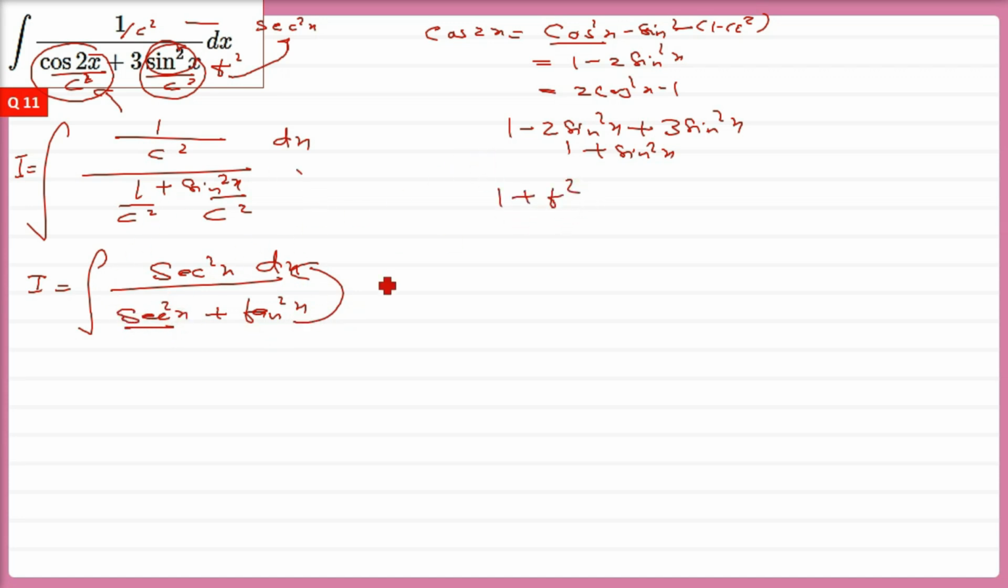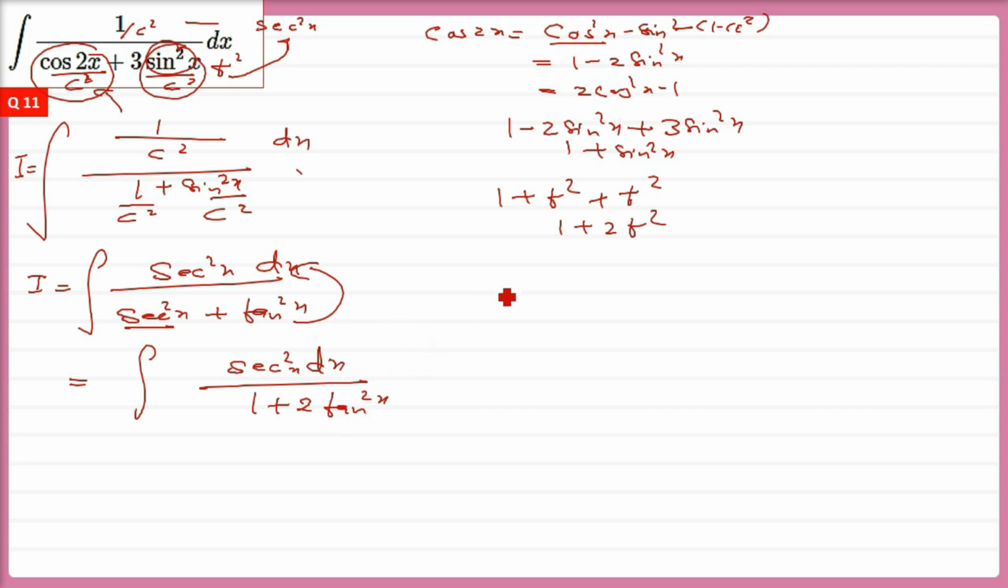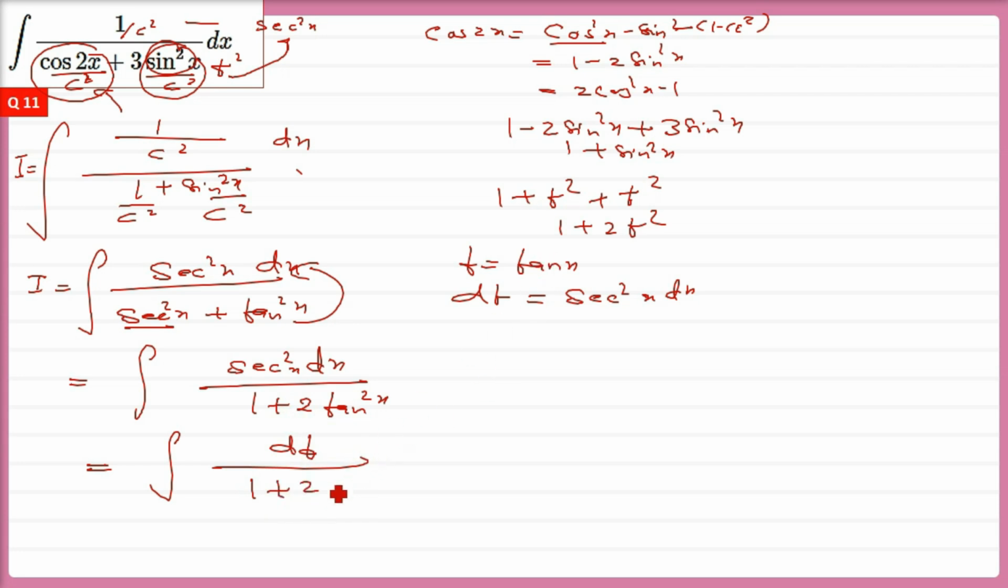But sec square x can be written as 1 plus tan square. Tan square is already there. So I am showing you the denominator will become 1 plus 2 tan square x. So this will be sec square x dx, denominator will be 1 plus 2 tan square x. Now it's so easy. tan x equals to t. If you just take this assumption, dt by dx will be sec square x. So dt will be sec square x dx. Integration will be something like this. Sec square dx is dt. 1 plus 2 tan square x will be what? It will be t square.